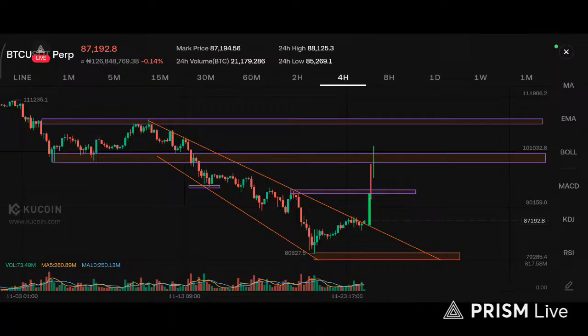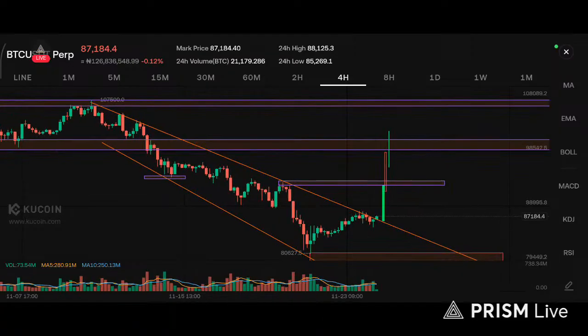This was our resistance regarding the red box over here, but currently right now it's what? It's favoring. The support has now turned to resistance, right? So let's just flow together.